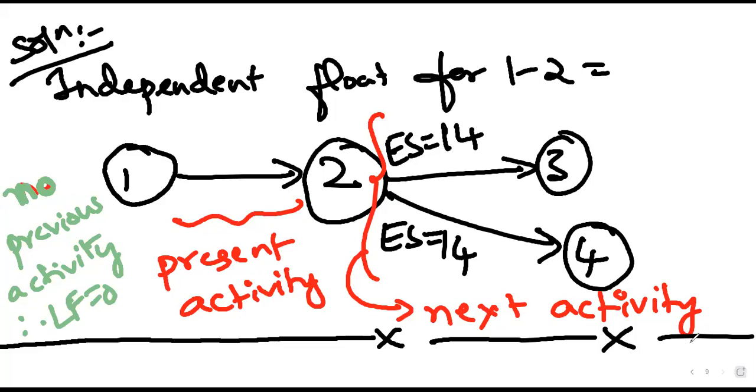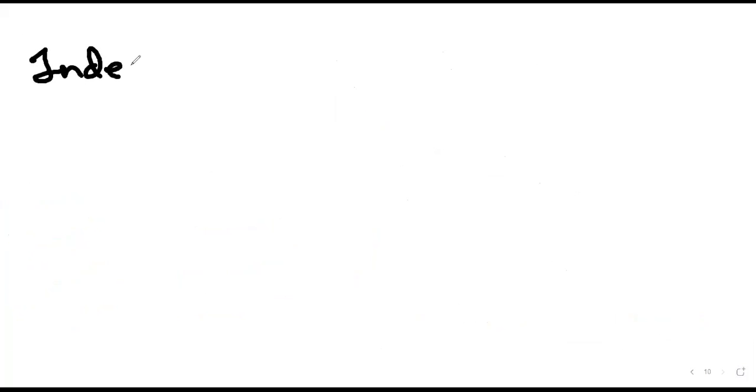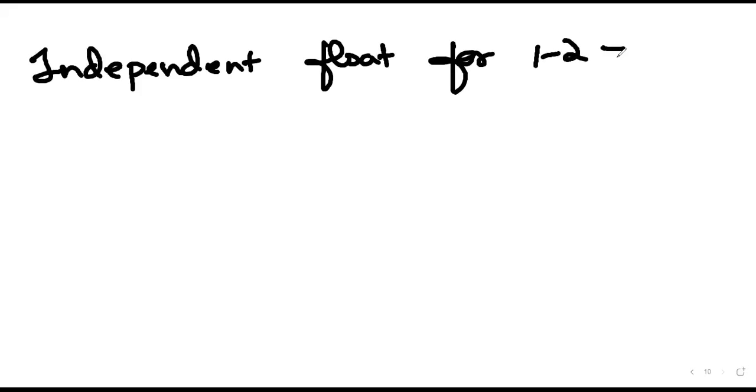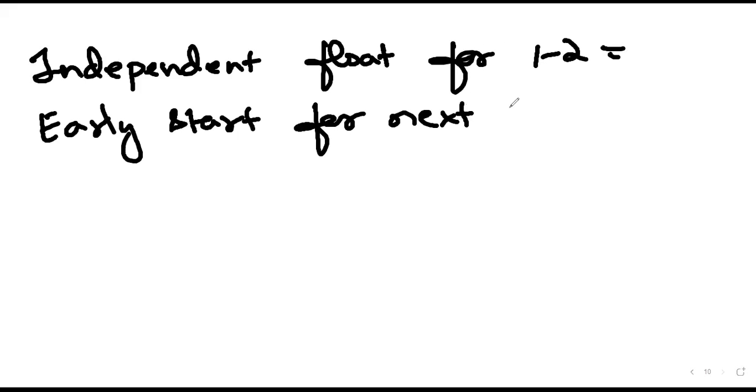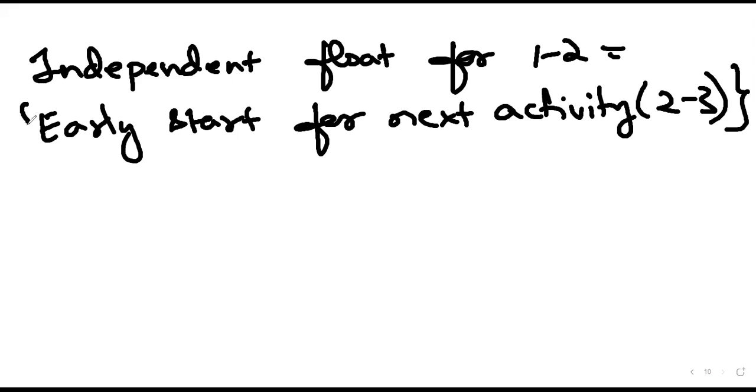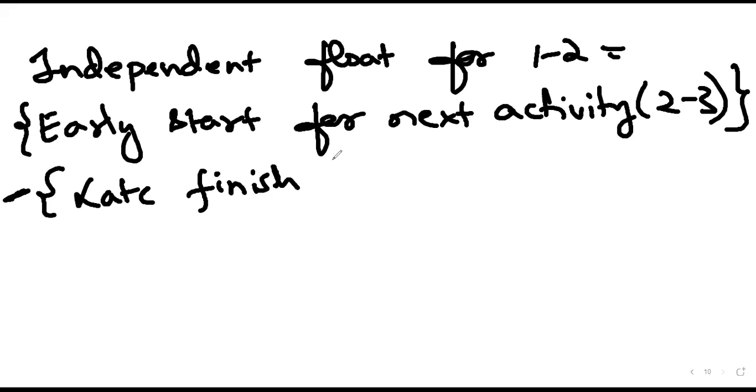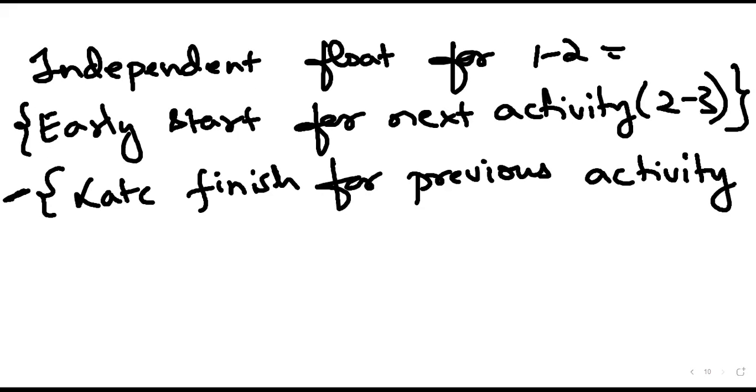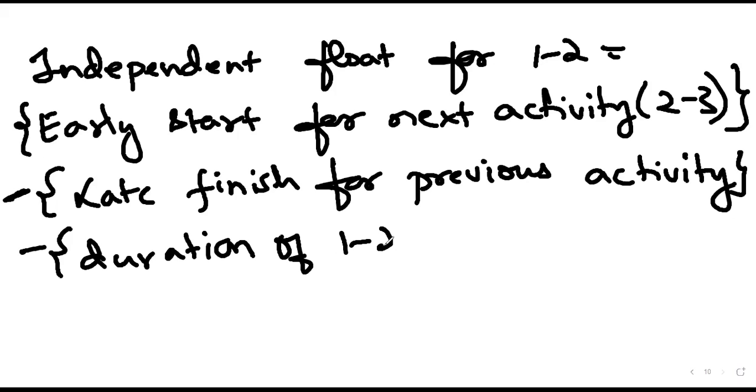Okay, so I'm just going ahead. Independent float for the activity is equal to early start for the next activity minus late finish for the previous activity minus duration of 1-2.